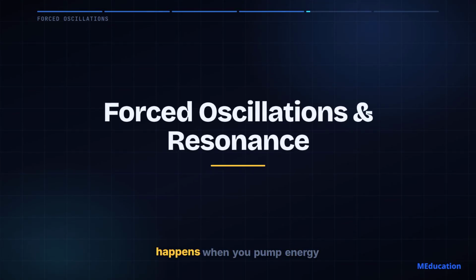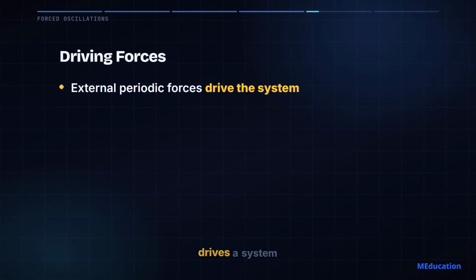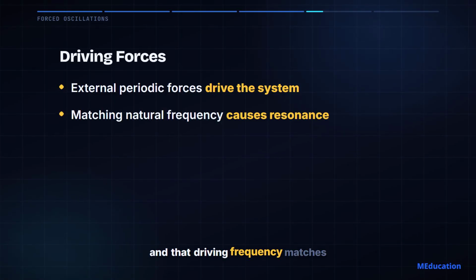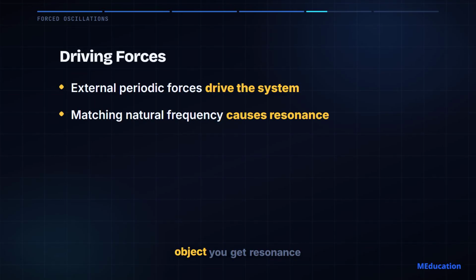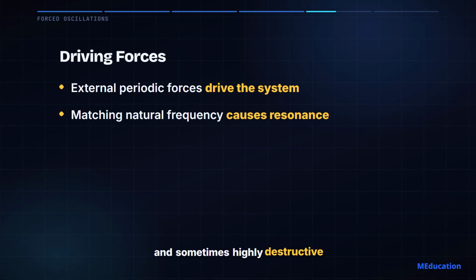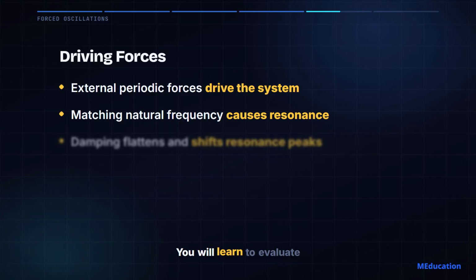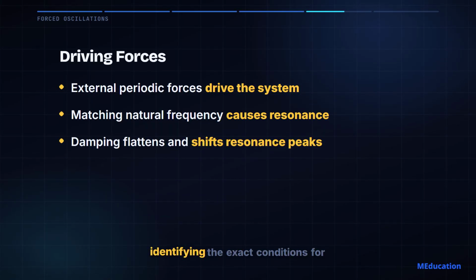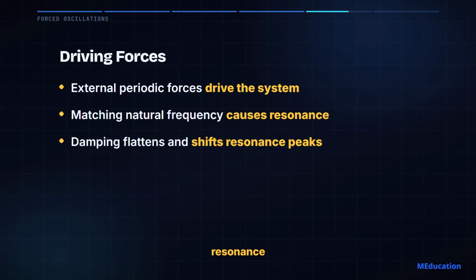Finally, we look at what happens when you pump energy back into a system. When an external periodic force drives a system and that driving frequency matches the natural frequency of the object, you get resonance. This is a dramatic and sometimes highly destructive increase in amplitude. You will learn to evaluate amplitude frequency graphs, identifying the exact conditions for resonance. More importantly, for the top grades, you will predict exactly how varying degrees of damping alter these resonance curves, not just flattening the peak, but shifting it slightly to a lower driving frequency.